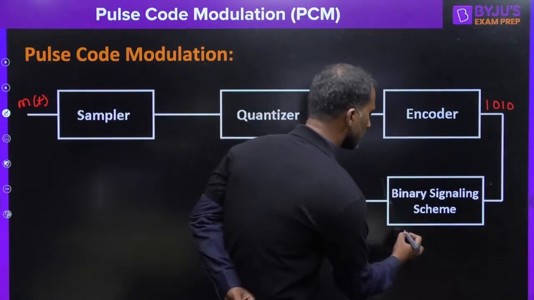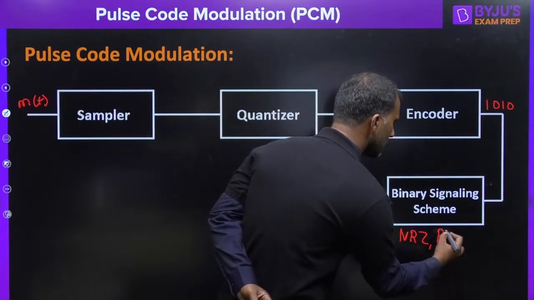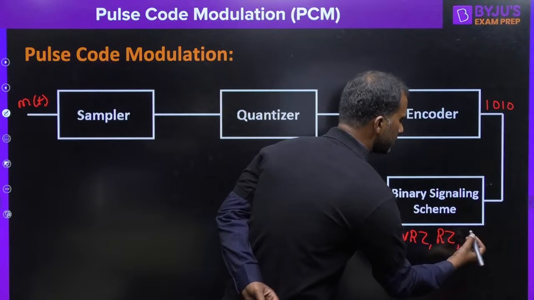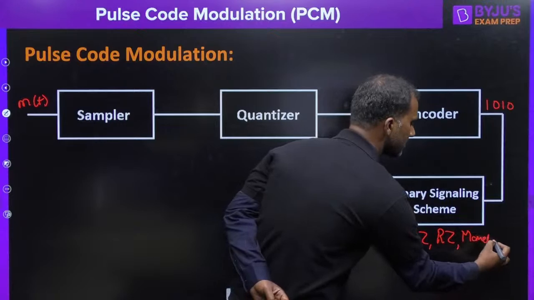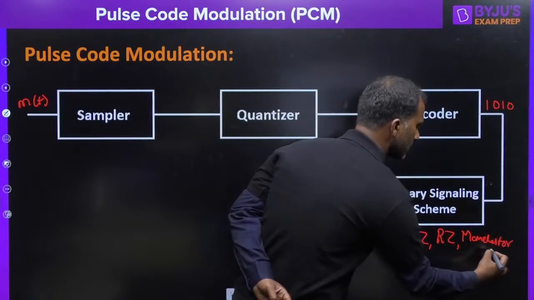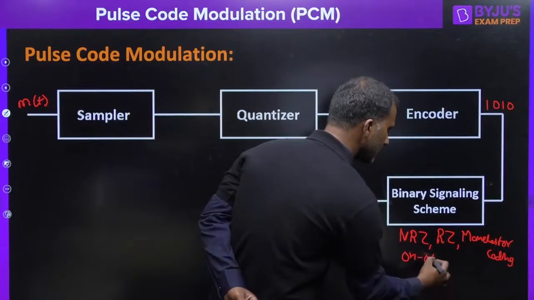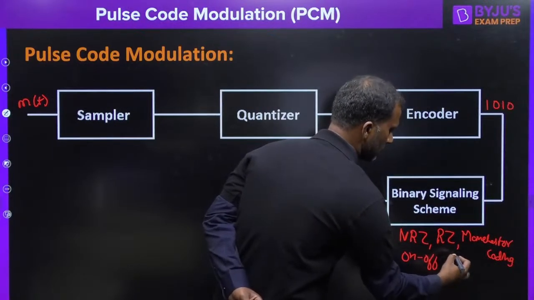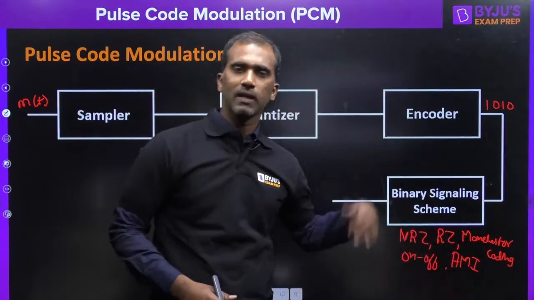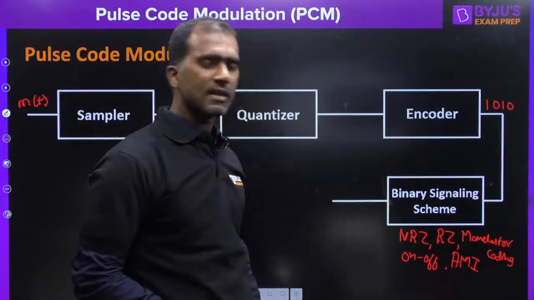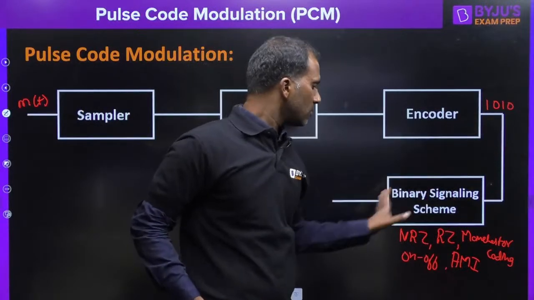So binary signaling schemes, what are they? There are some schemes called NRZ, non-return to zero scheme, return to zero scheme, and then Manchester coding scheme, on-off signaling scheme, and alternate mark inversion. These are the basic techniques that we use. There are highly advanced techniques also, but these are the techniques that are being discussed in our textbooks. So you can use one of these techniques to convert bits into voltages.